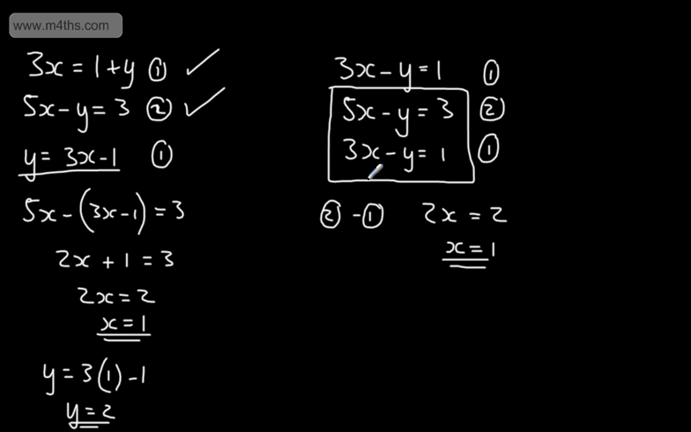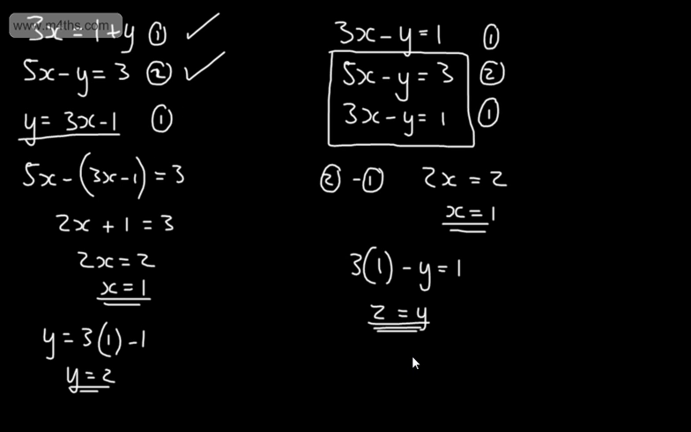Which one shall I put it in? It's entirely up to us. Let's put it in equation 1. 3 lots of x minus y is going to be equal to 1. So I'm going to subtract 1 from both sides and add y to both sides. Y is equal to 2. So that is an alternative approach.